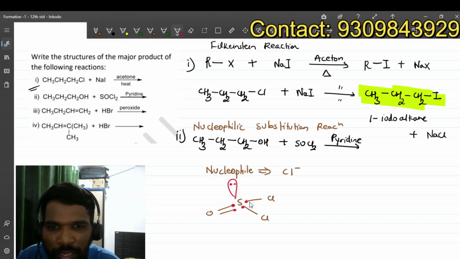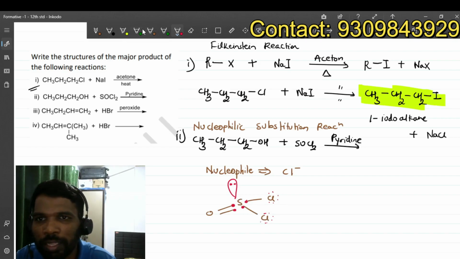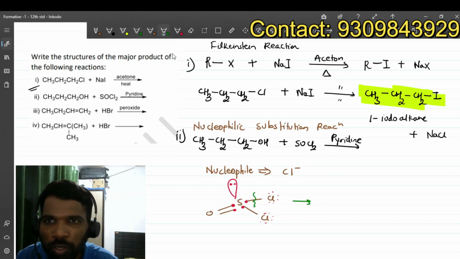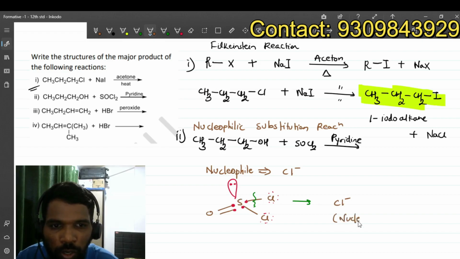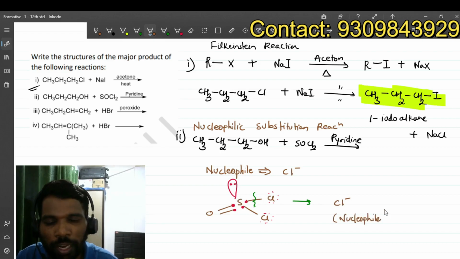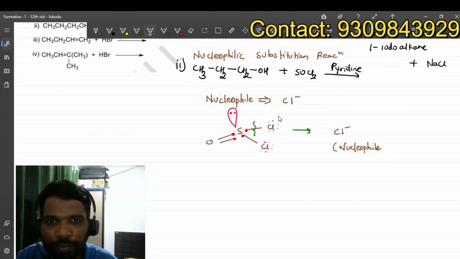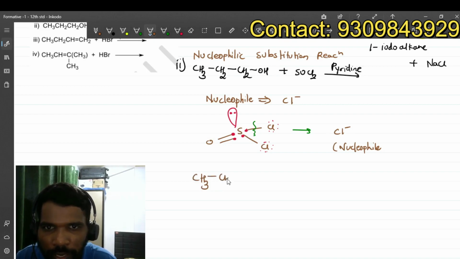So what happens is that there is a lot of repulsion between the lone pair and this. There is also a lone pair over here, and also over here. So it is very easy to break one of the bonds. So here this gives you chloride, Cl minus, as a nucleophile. Once this is a nucleophile, it will attack a carbon in this CH3, CH2, CH2OH, which is propanol, and this is your Cl minus.